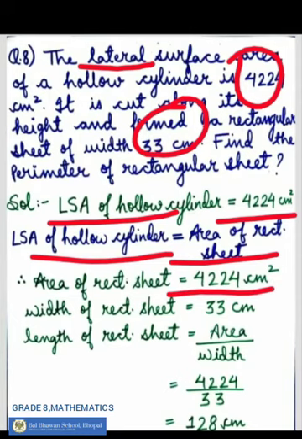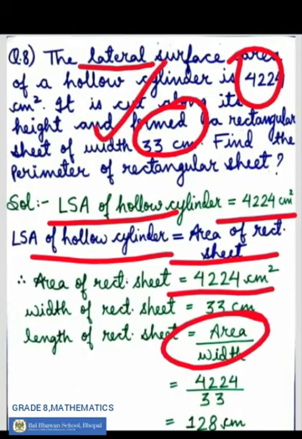Since it is a rectangular sheet and I have to calculate its perimeter, the formula to calculate perimeter of rectangle is twice of length plus breadth. So, to calculate its perimeter, I need to know the length of this rectangular sheet. So, first I'll calculate the length of rectangular sheet by using the formula area upon width. Width of rectangular sheet is already given in the question, which is 33 centimeter. So, on substituting the value, I have got length, which is 128 centimeter.